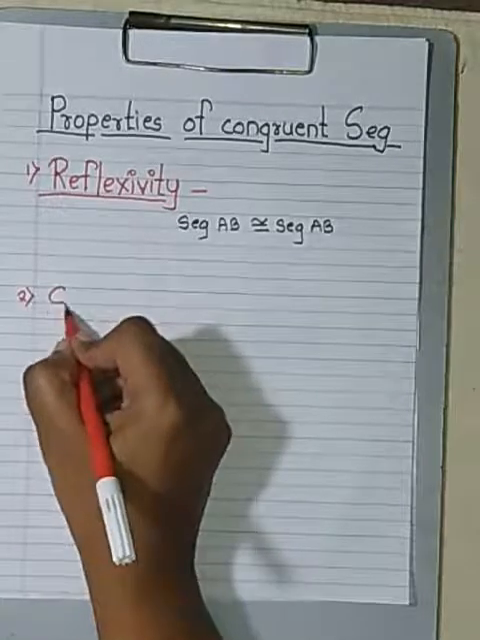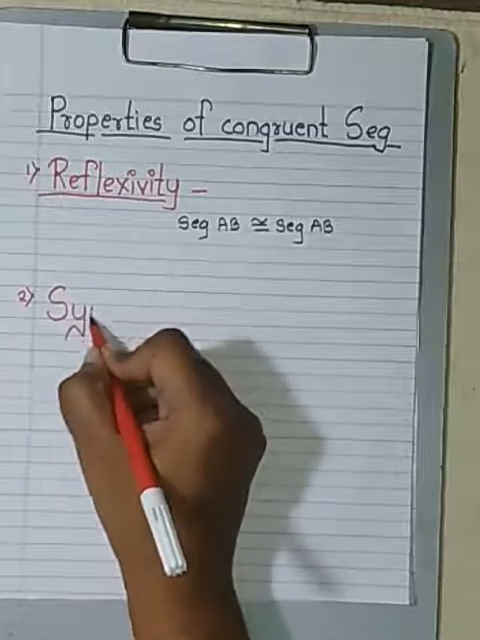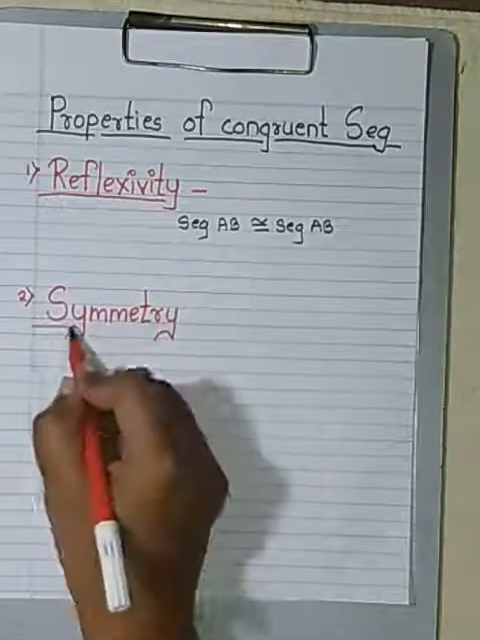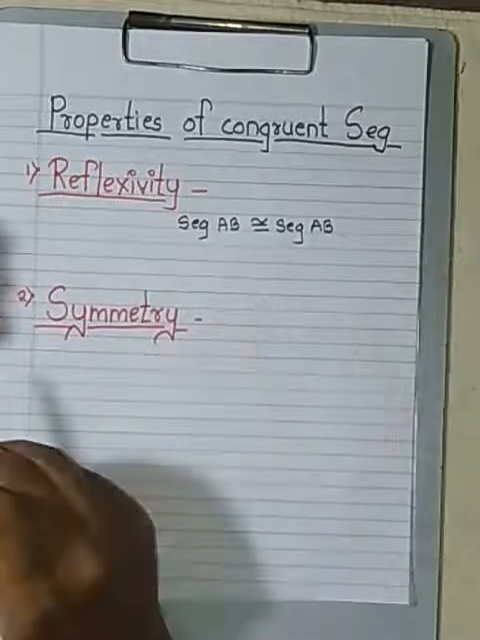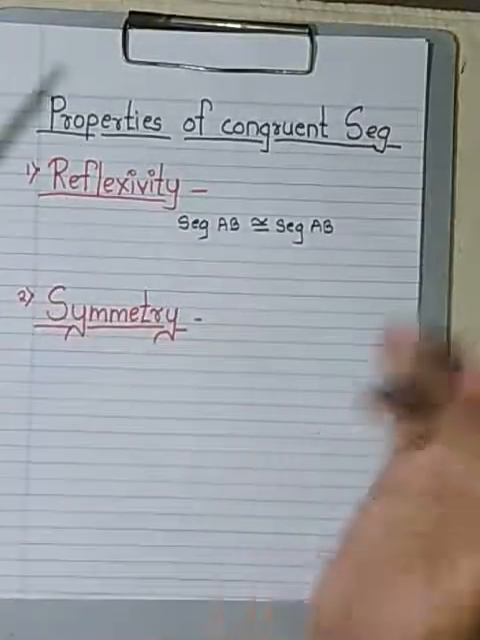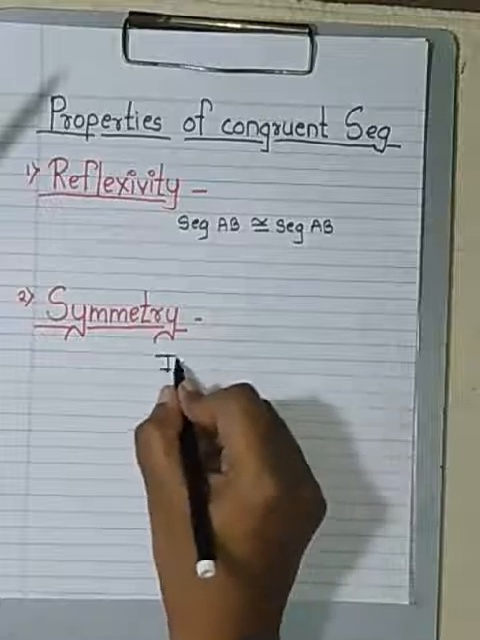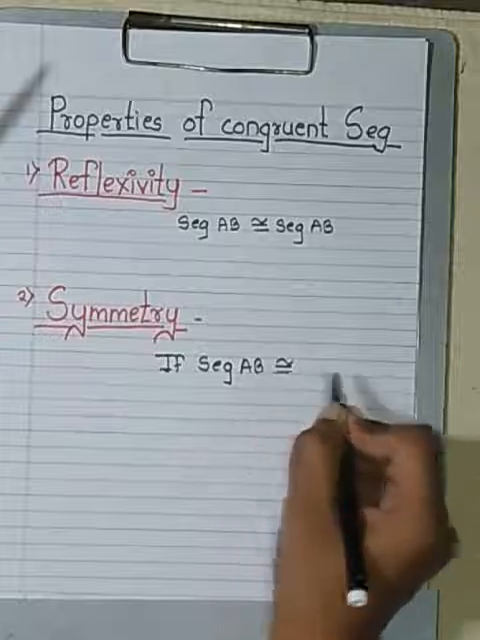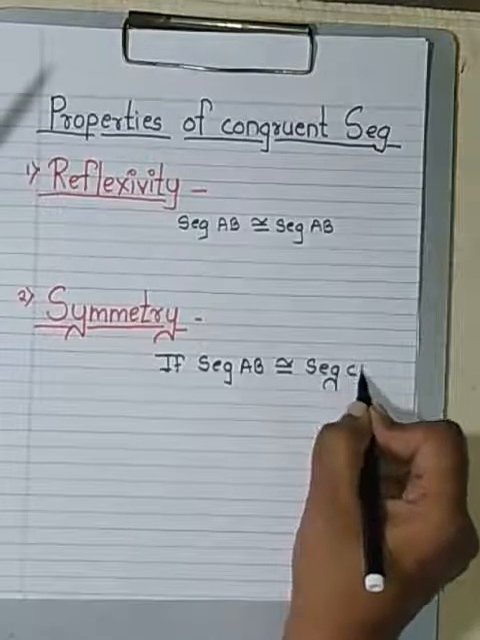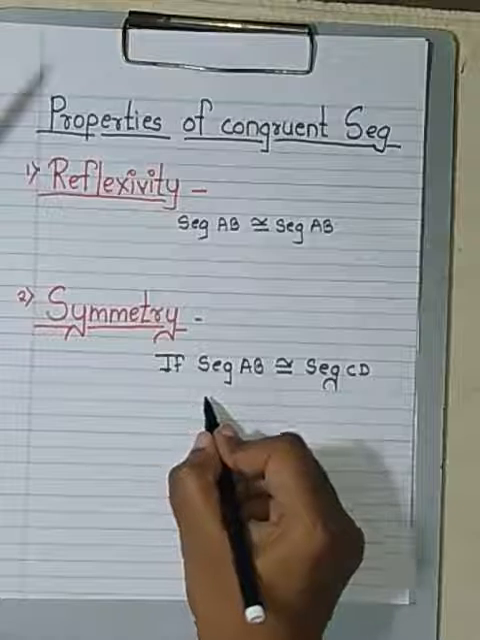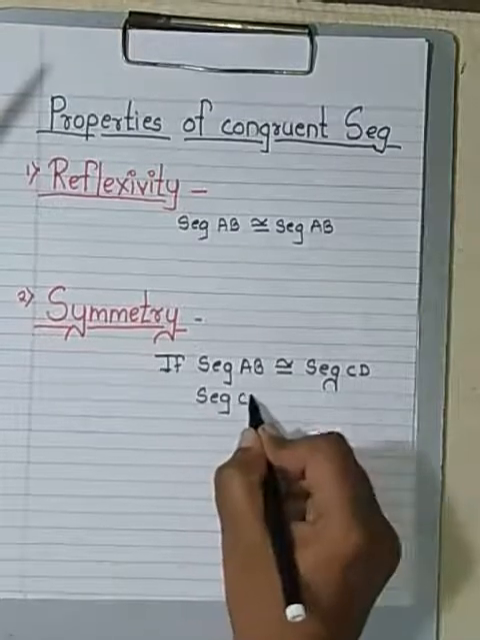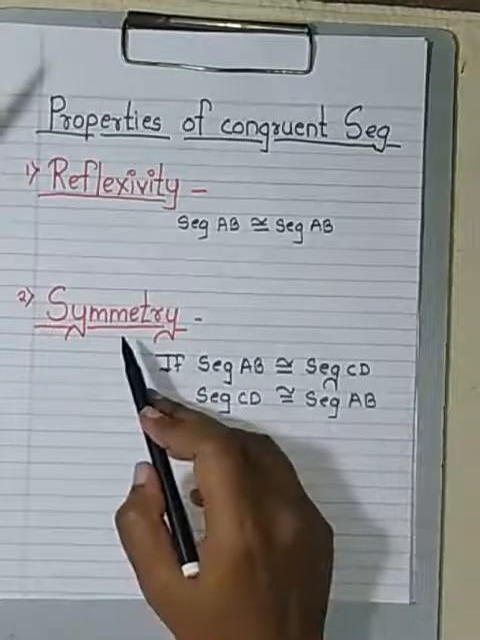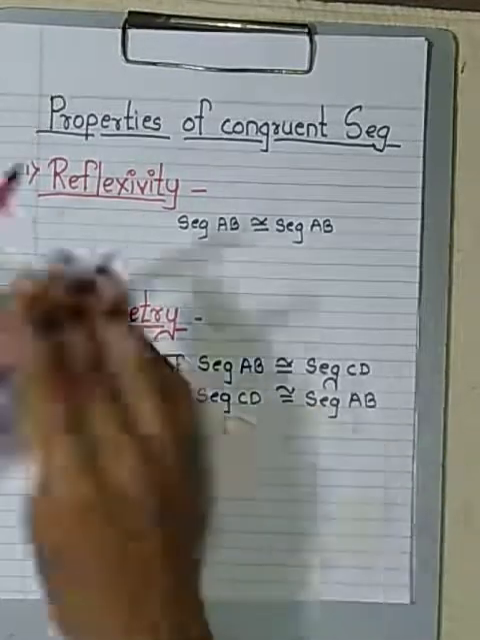The second property is symmetry. Now what is meant by symmetry? Consider that if segment AB is congruent to segment CD, then you can also write it this way: segment CD is congruent to segment AB. This is called symmetry. Now the third one.